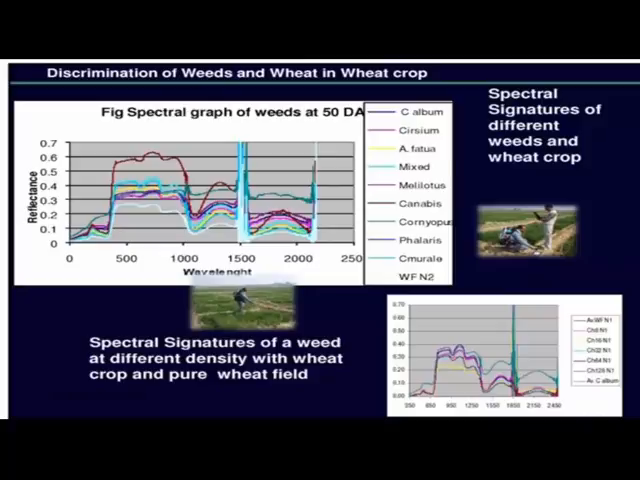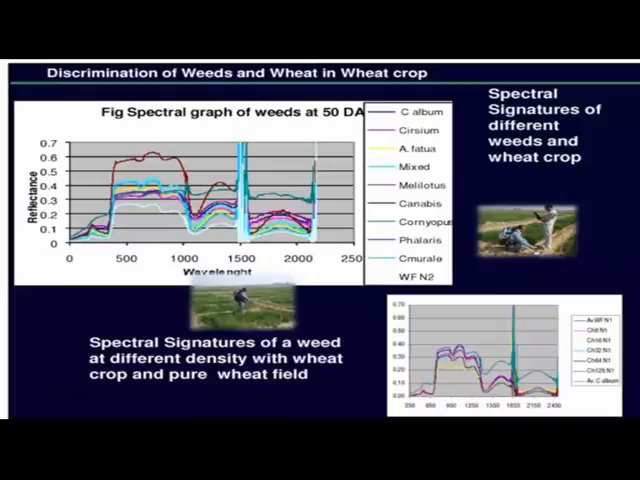So if you have a spectra like this, later I am going to discuss, from there one can know how much percentage is the weed in the wheat crop. From there one can threshold how much weed can be allowed in a standing crop so that my economic yield is not affected.